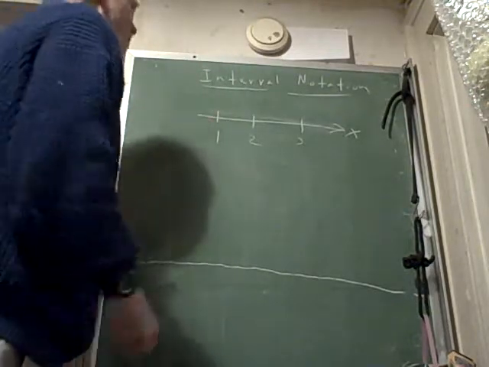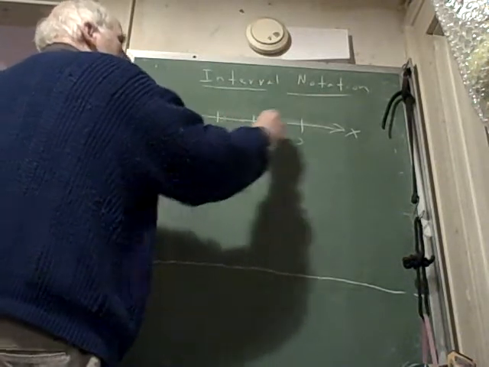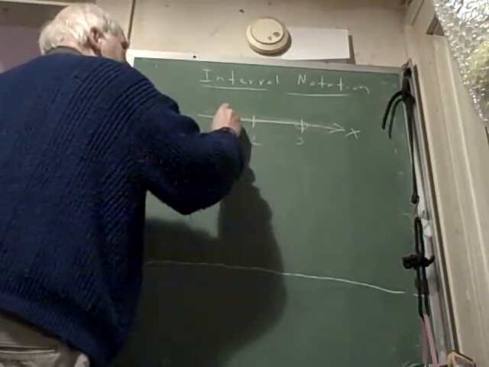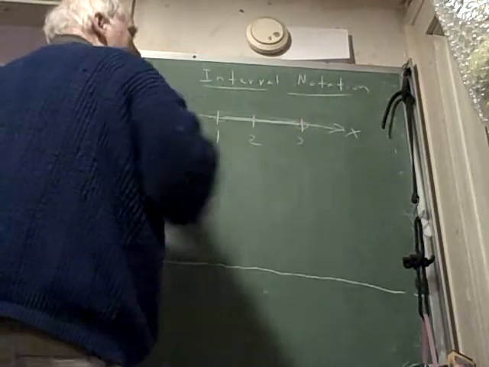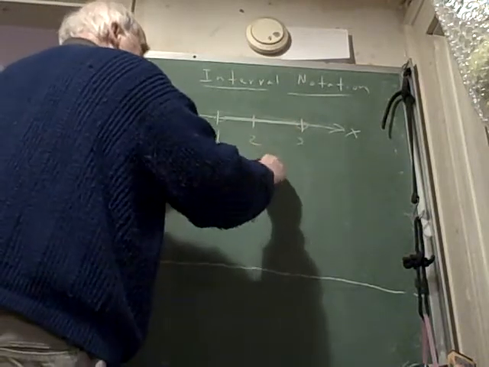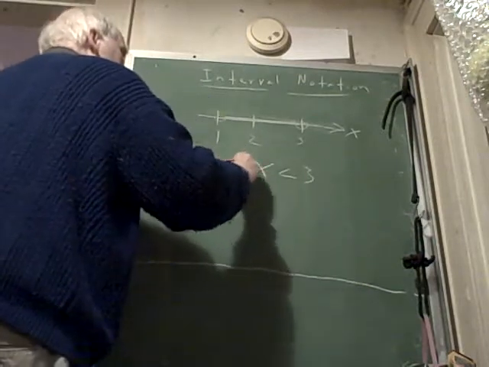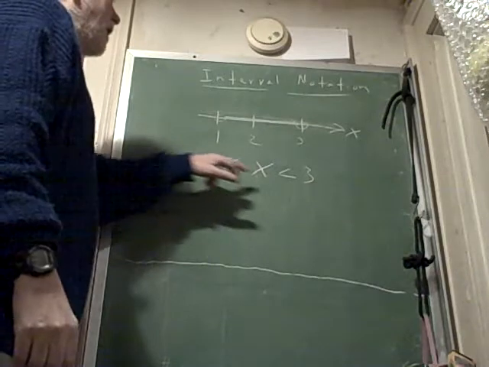And what I'm going to do is take all the numbers between 1 and 3, all of them. There's an infinite number. The way you indicate that on a graph is like that. Now I'm not including 1 and I'm not including 3. And we'd write this as an inequality like this: all x is less than 3, greater than 1. That's all x is, but we don't include 1 and we don't include 3.